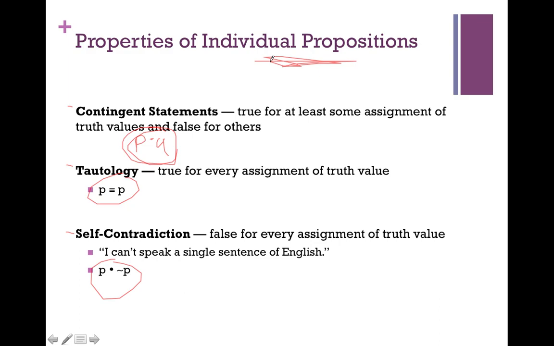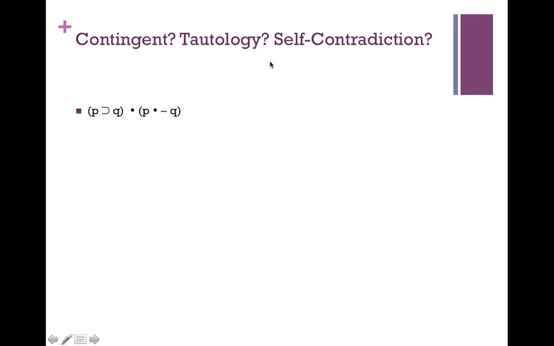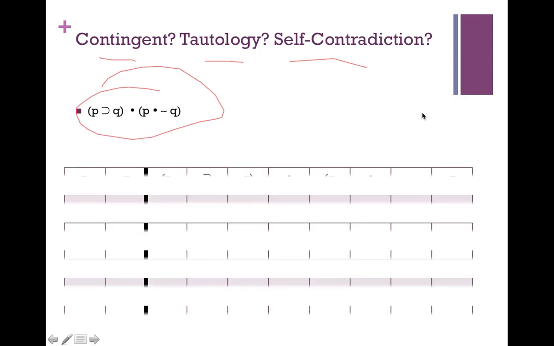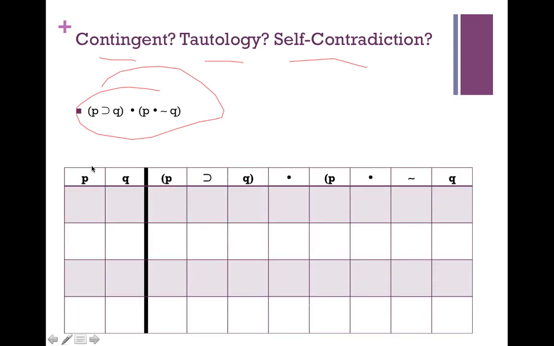Now, so far, the examples I've given you have been pretty straightforward, but sometimes these can be really complicated. I want you to look at this right here, and we're focused on this entire compound proposition. Is this a contingent one? Is it a tautology? Or is it a self-contradiction? Well, we have to fill out a truth table in order to figure this out. I can't just look at this and tell intuitively. So just bear with me here. We have our old trusty truth table.